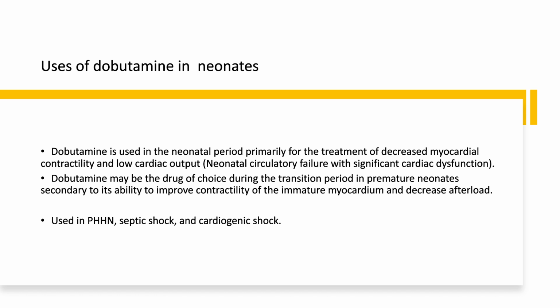What are the other conditions that we can use dobutamine in? Again, according to its mechanism, it is a chronotropic and inotropic drug, so it can be used in case there is a heart problem while the systemic vascular resistance is still performing normally. Example: neonatal circulatory failure with significant cardiac dysfunction. Also, dobutamine may be the drug of choice during the transition period in premature neonates, secondary to its ability to improve contractility of the immature myocardium and decrease afterload.